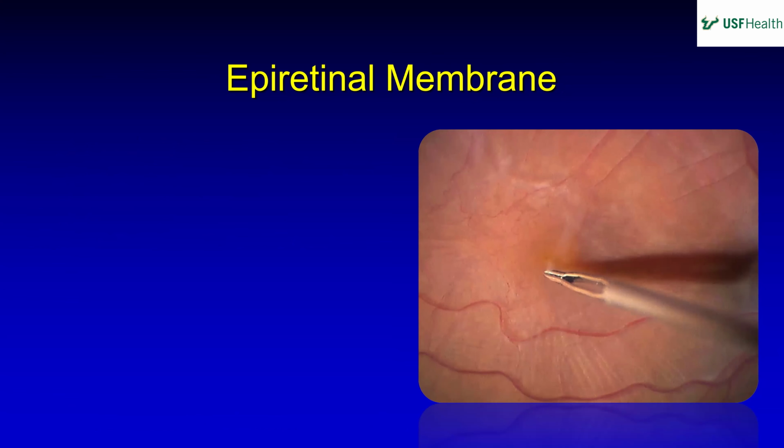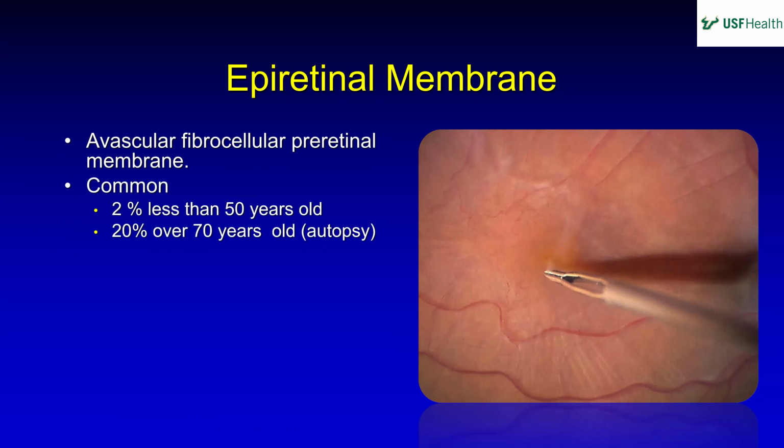Epiretinal membrane is the next one. Again, we're just talking about the disease, not so much the treatment. Avascular fibrocellular free retinal membrane. It's interesting. It's common. About 2%.